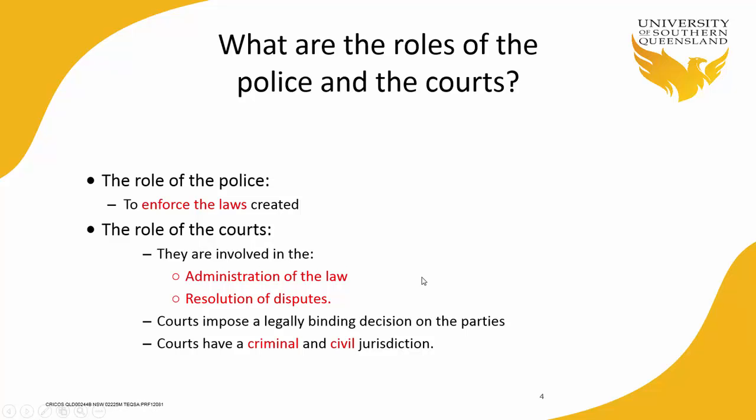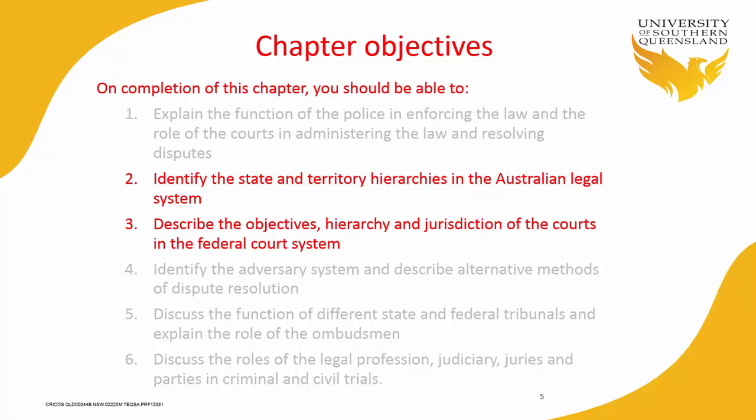Alright, so let's then proceed to look at our second and third learning objectives. So we'll discuss them together. The second objective asks us to identify the state and territory hierarchies in the Australian legal system, while the third objective asks us to describe the objectives, hierarchy and jurisdiction of the courts in the federal court system.